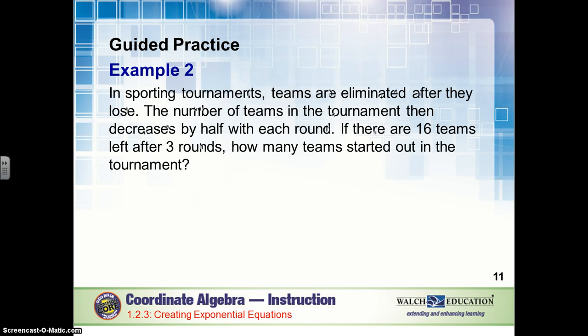Okay, now let's look at example 2. In sporting tournaments, teams are eliminated after they lose. The number of teams in the tournament then decreases by half with each round. If there are 16 teams left after 3 rounds, how many teams started out in the tournament? Okay, so now again, pause the video, try to solve this problem, and then you can go to the example 2 video so that you can see this problem worked out. And again, please pause it and ask questions as needed.